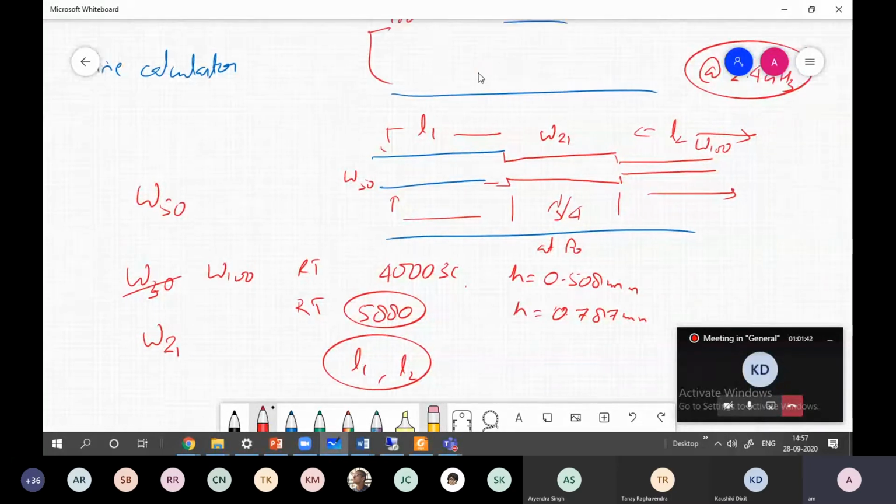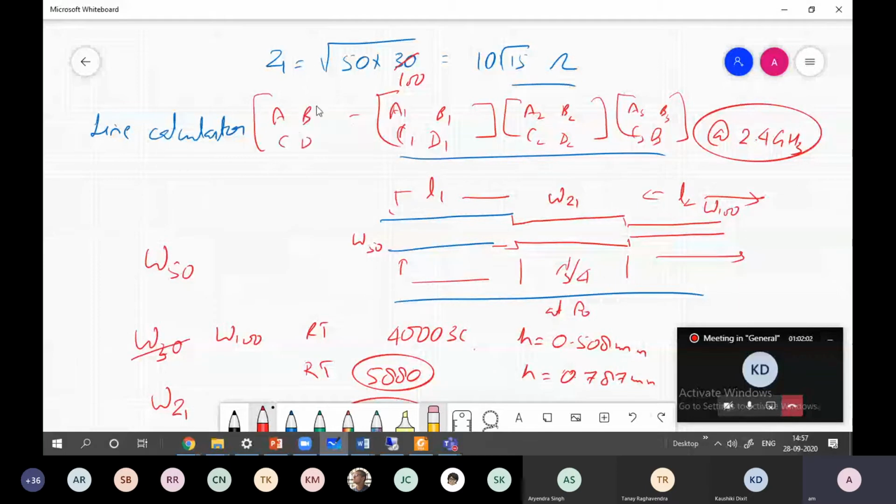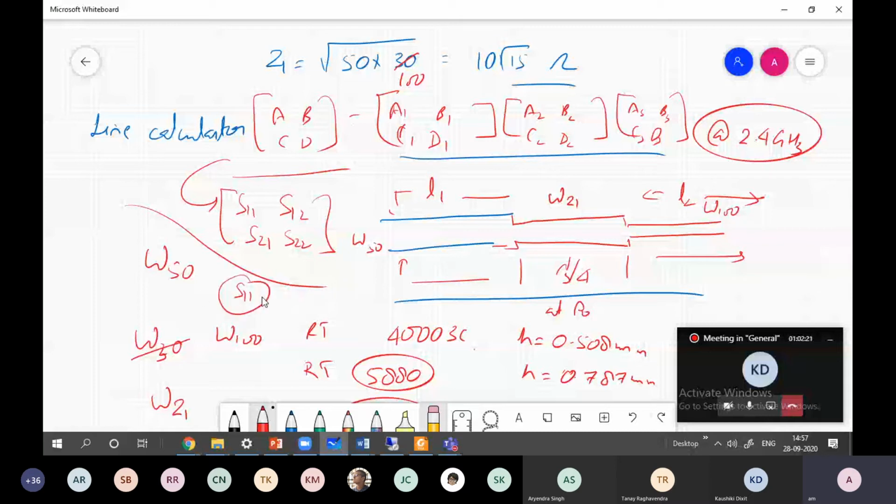You can think of this as 3 cascaded transmission lines of different ABCD parameters, that is A1, B1, C1, D1, A2, B2, C2, D2, A3, B3, C3, D3. This will give you the ABCD parameter of this entire quarter wave transformer, and from there you can convert it to S parameters by using the formula which Professor Mandal has discussed, or it is given in the poser also, and after that you can find out the S11 and S21 of this network.